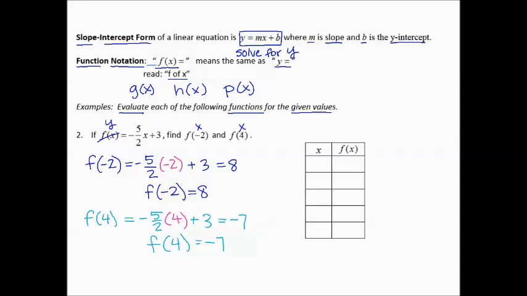We can check this by looking at the table of values from our earlier problem. If you notice, f of negative 2 equals 8: x is negative 2, f of x, or y, was 8. f of 4 is equal to negative 7. When x was 4, y, or f of x, was negative 7.